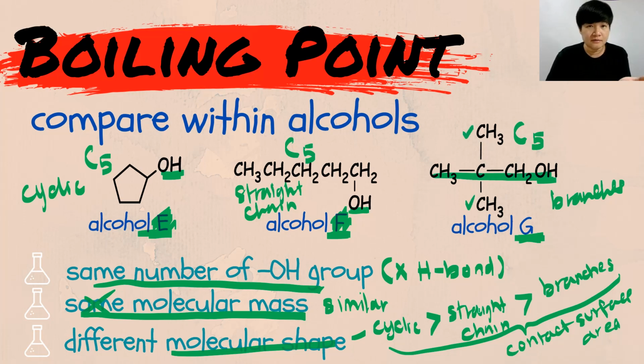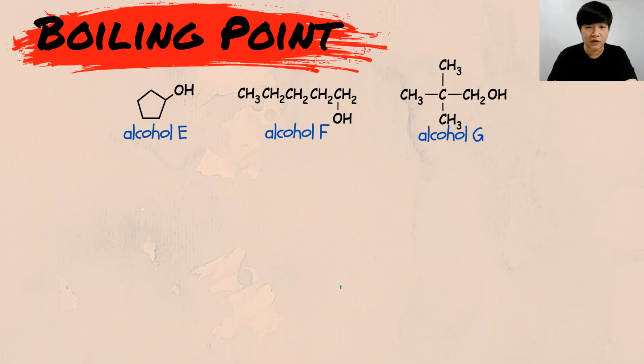We know that the higher the contact surface area, the more area there is for the intermolecular forces, which is van der Waals forces here. So the larger the contact surface area, the stronger the van der Waals forces. As a result, you can definitely know that the cyclic alcohol will have a higher boiling point. Alright, let's jump into the complete explanation for this question.